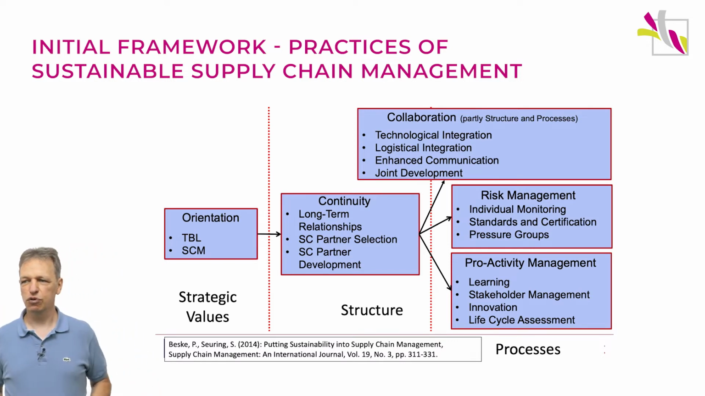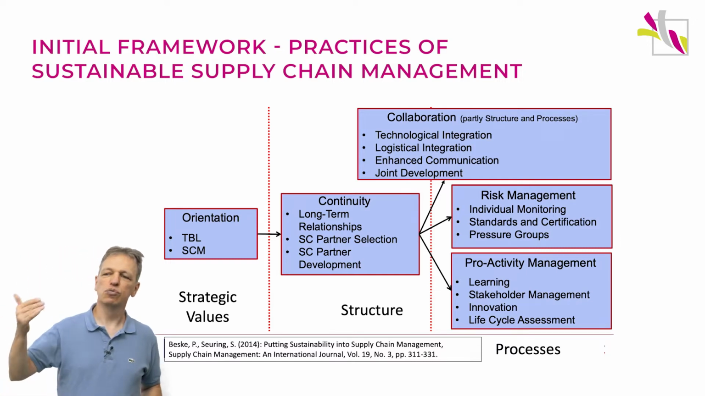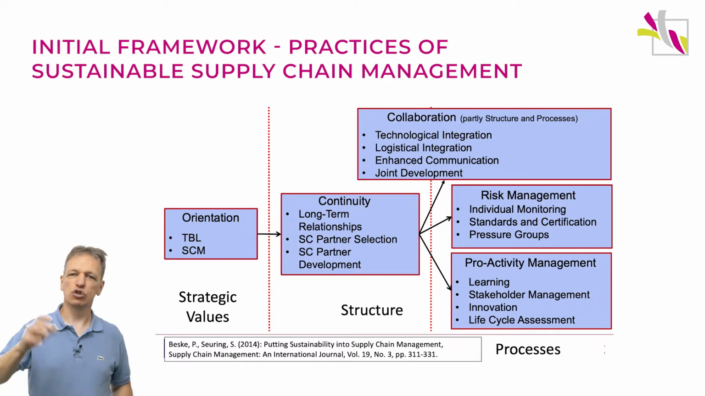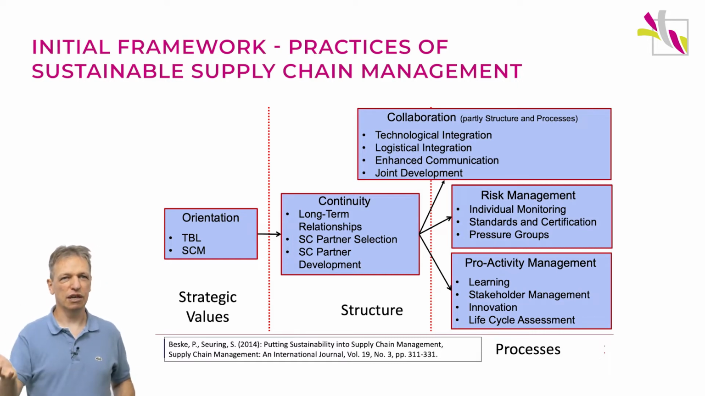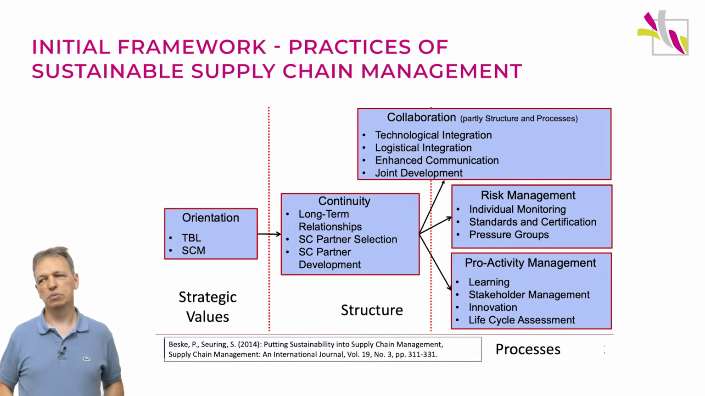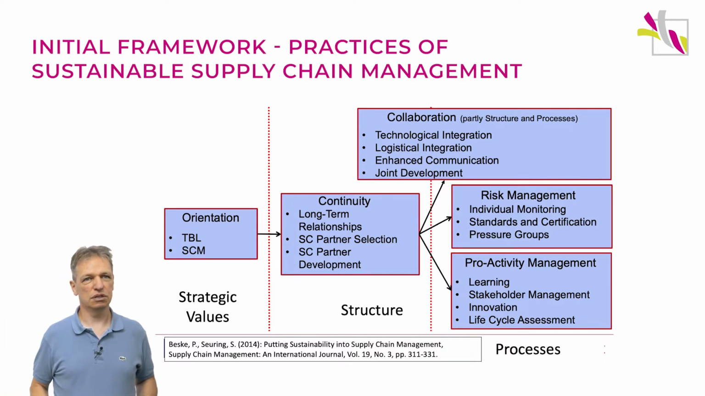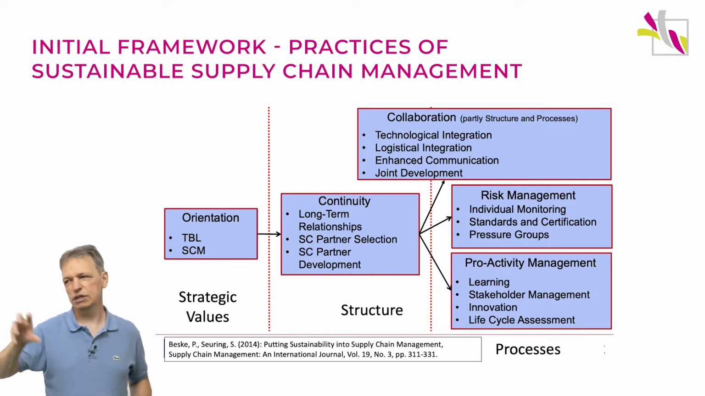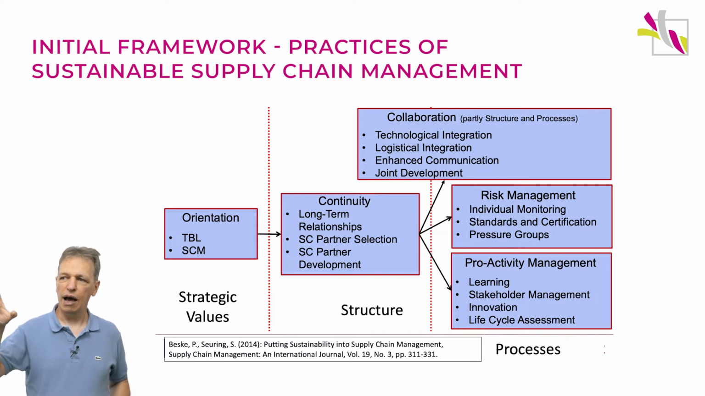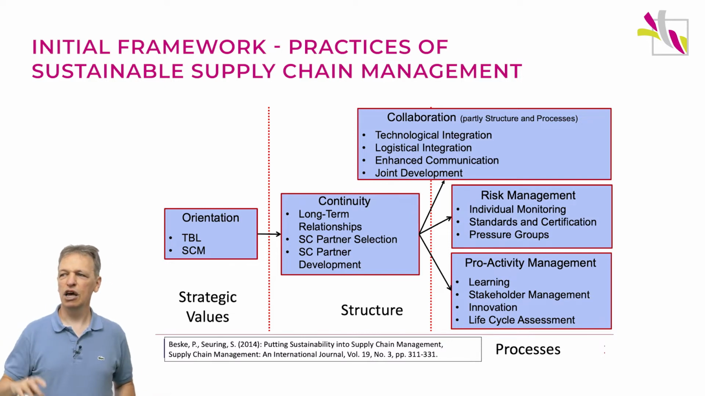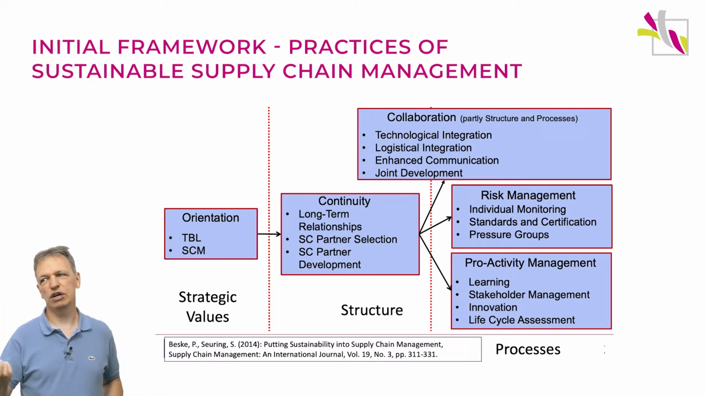We then have elements of what we termed continuity, so working with suppliers in the long run, looking at supplier selection and partner development. So not just running away every time, changing them for every order, but if we want to really improve the sustainability also on the ground for the local workers, then long-term relationships and continuity is an important point. This is more setting up the structure of the supply chain. Then we get over to the processes. Processes, we have first of all collaboration, which is a bit of structure as well as process. We have elements of what is called technological integration and logistical integration.